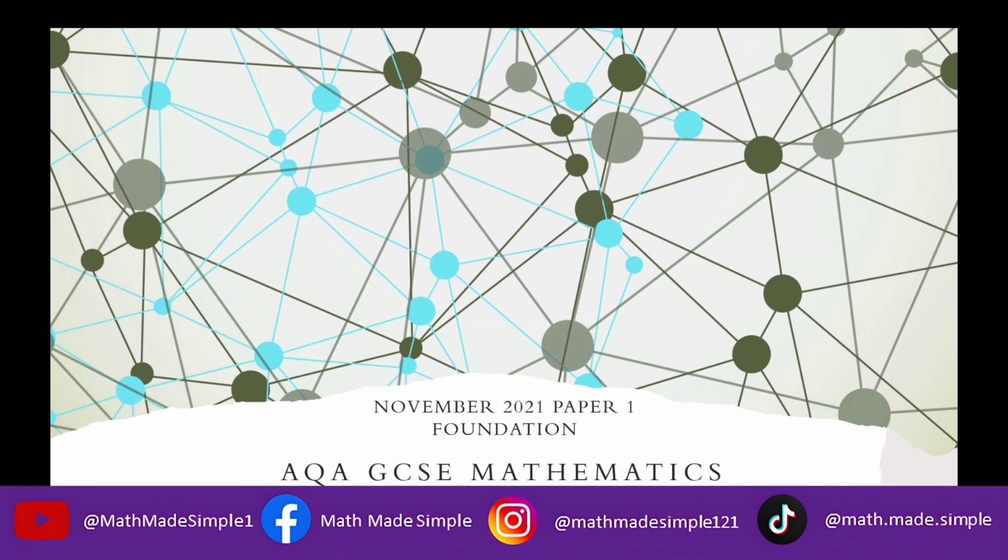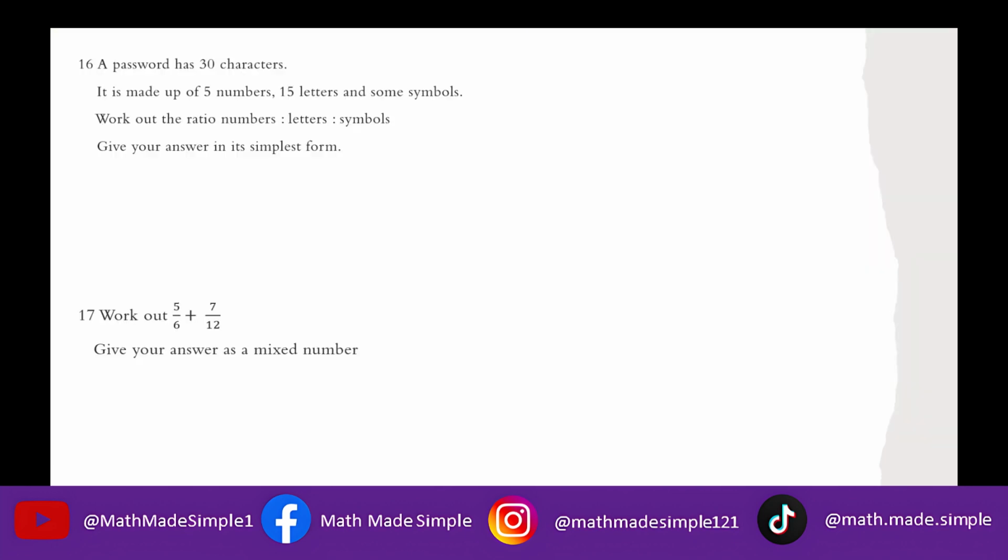Today I'm going through the AQA GCSE Mathematics Paper 1 Foundation for November 2021. So question 16 reads as follows. A pasta has 30 characters. It is made out of 5 numbers, 15 letters and some symbols. Work out the ratio of numbers, letters and symbols. Give your answer in the simplest form.